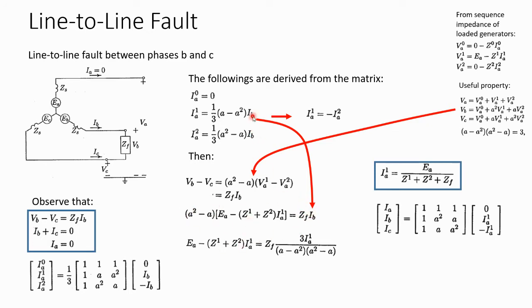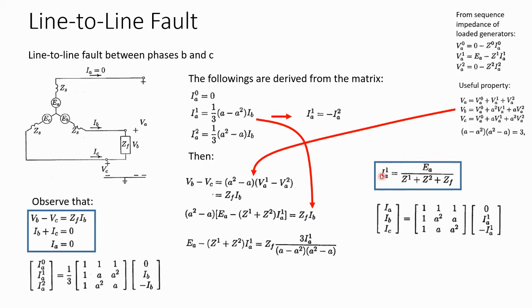And then we can look into these equations and express IB in terms of IA1 and then substitute inside here. And then this is what we will get. Okay. And then we can go ahead and take IA1 to one side of the equations and the remaining terms to the other side. And this is the final form of the line-to-line fault equations that we will obtain.